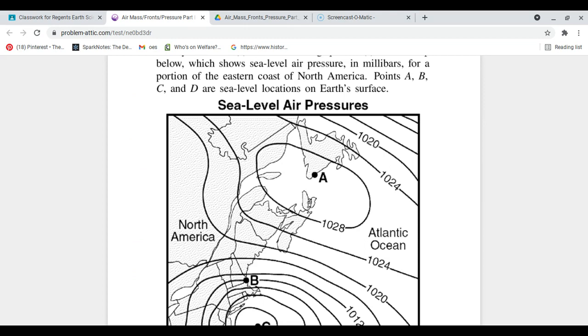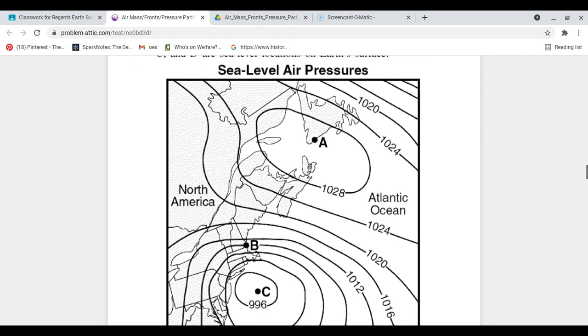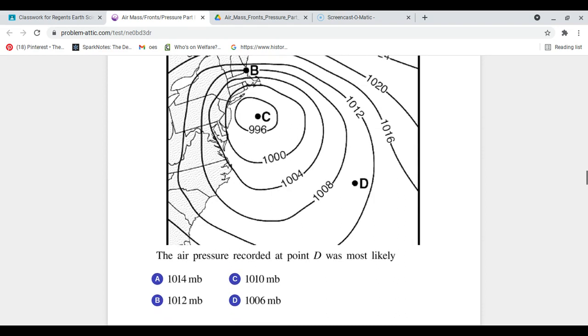Number 9. Let's see. This map shows sea level air pressure in millibars for a portion of the eastern coast of North America. What's our question? The air pressure recorded at point D was most likely what? If you look at your numbers, you've got 1,000, 1,004, 1,008, 1,012 is the next line, right? So what would be the most likely line that goes in between?